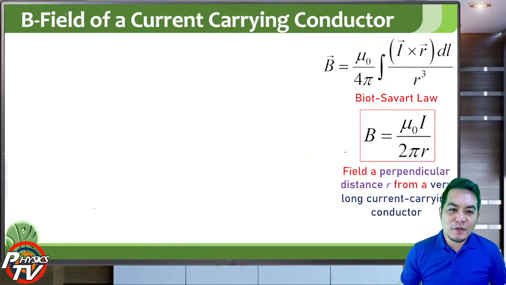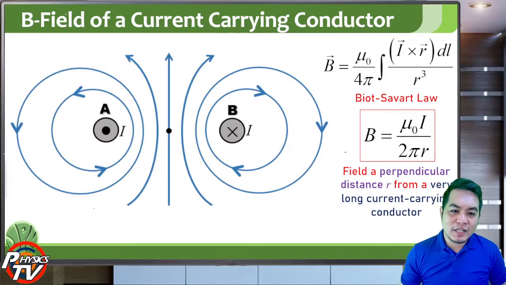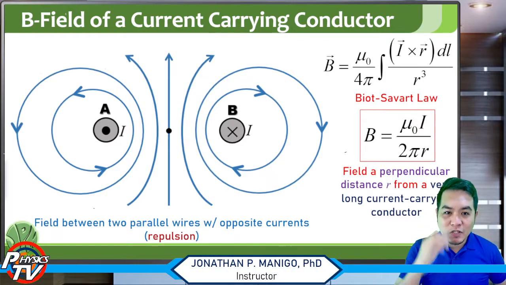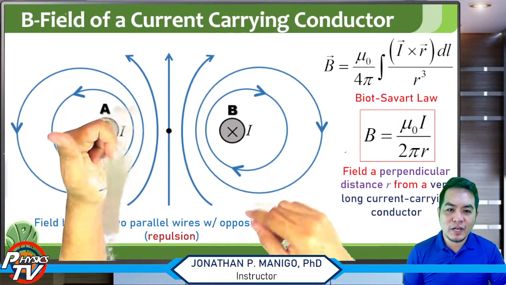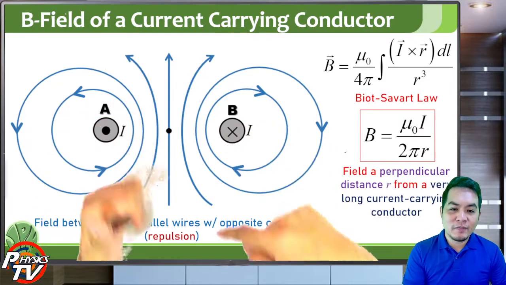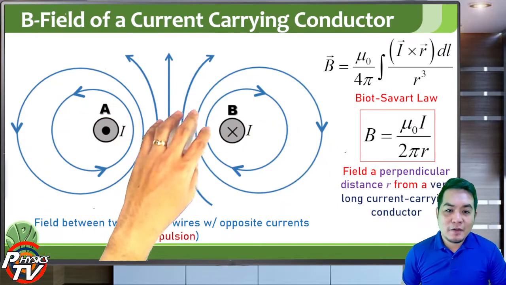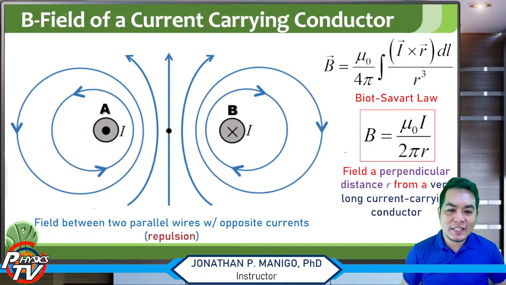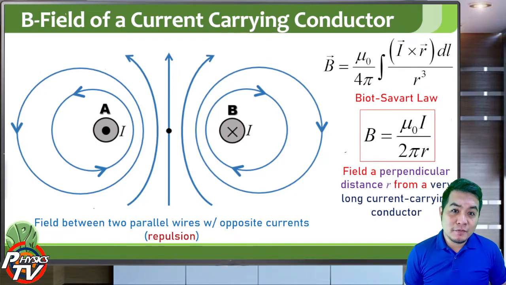On the other hand, if you have two current carrying wires with opposite current, so one current is going this way and the other current is going that way, then that will create a magnetic field pattern looking like this, and that will correspond to a repulsive force between the two wires.